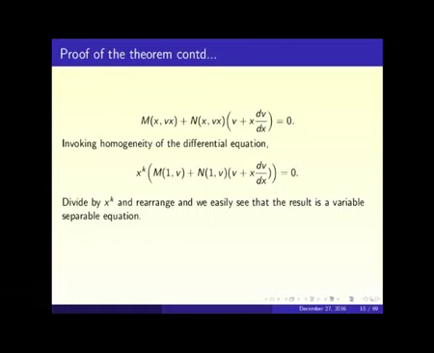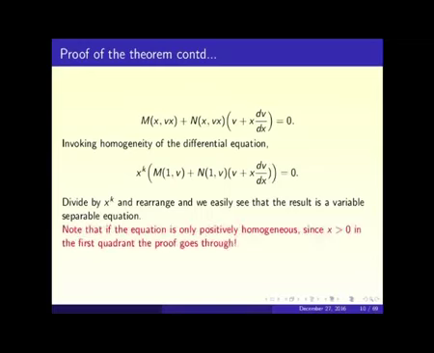Well, M and N are homogeneous. So M of x comma Vx will be equal to x to the power k times M of 1 comma V. N of x comma Vx will be x to the power k times N of 1 comma V. The x to the power k becomes a common factor from both terms and it comes out. And I am going to divide by x to the power k. And a little rearrangement will give you a variable separable equation.